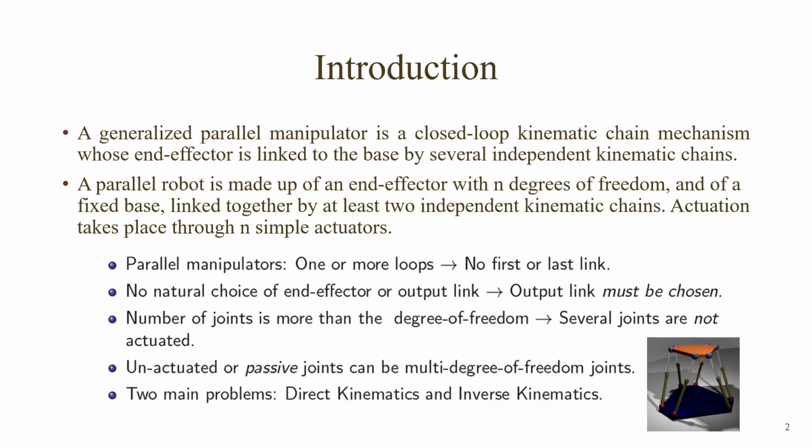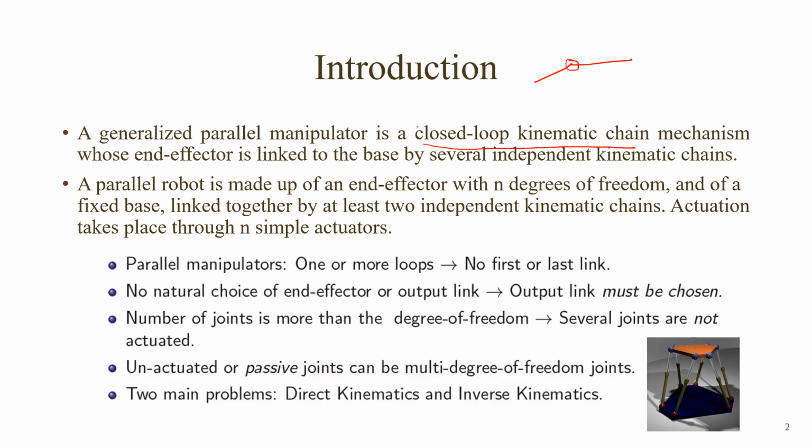Parallel manipulator. In general, a parallel manipulator is a closed loop kinematic chain mechanism. So what is a kinematic chain? A kinematic chain is nothing but an assembly of rigid bodies which are connected by joints in order to provide a constrained motion. So these links will be connected by joints, right? So the parallel manipulator is a closed loop kinematic chain mechanism.